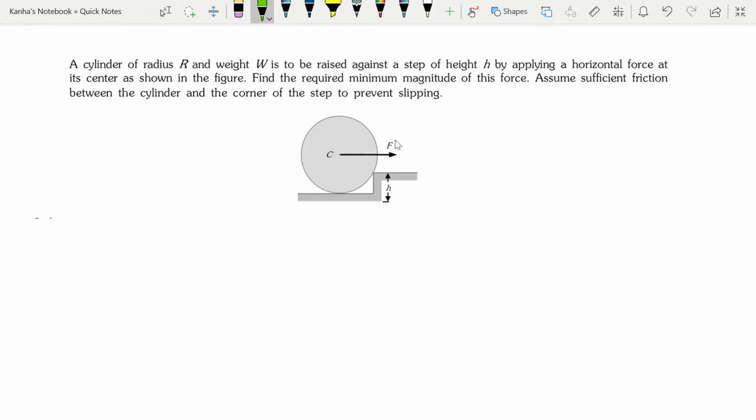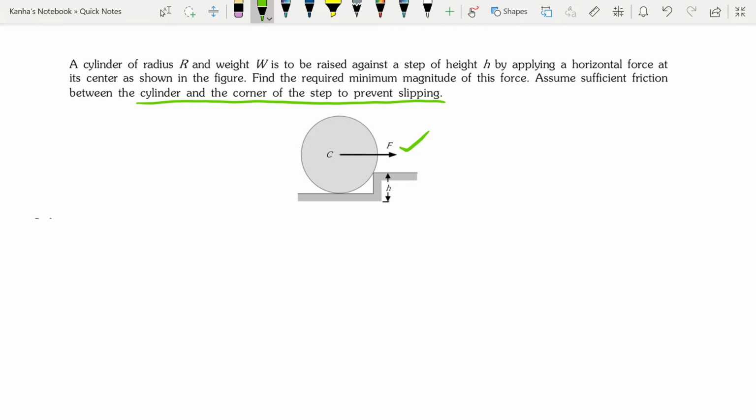Let's look at another question that is in front of you. A cylinder of radius R and weight W is to be raised against a step of height h by applying a horizontal force along its center as shown in the figure. So the force is F. Find the required minimum magnitude of the force, assuming that the cylinder and the corner of the step are such that there is no slipping between them.